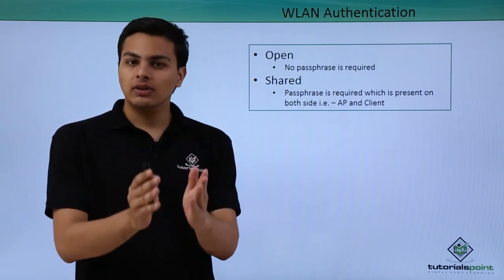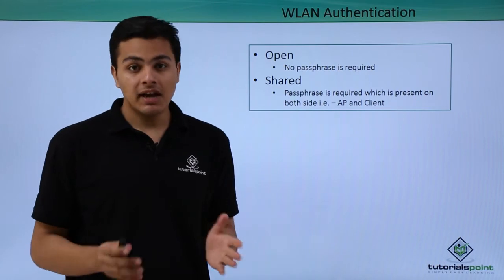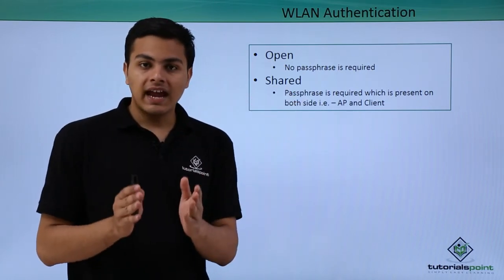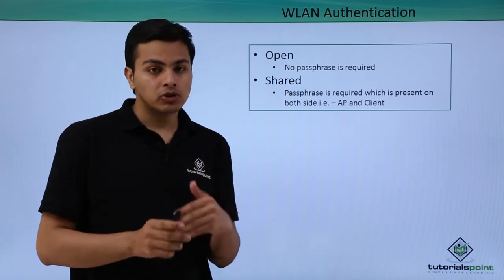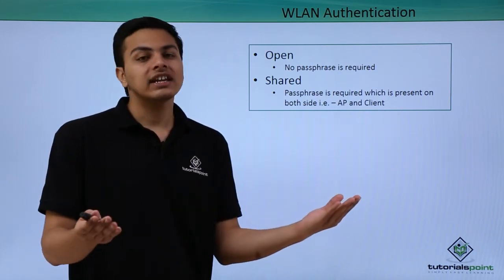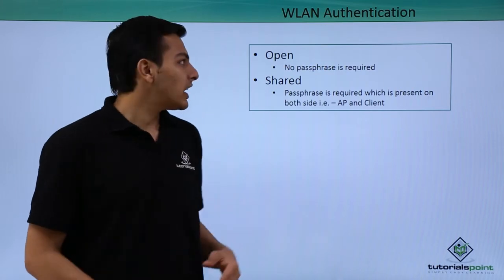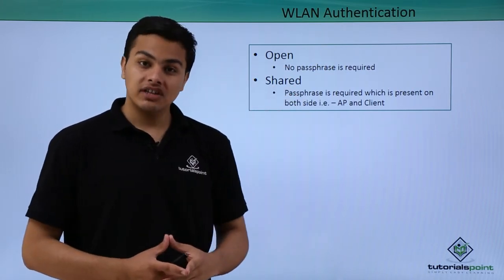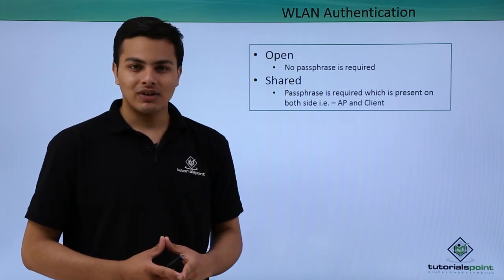We can simply connect to the access point without adding any passphrase, but in the case of shared authentication, a passphrase is required, and that passphrase should be present both on the client side as well as on the access point side. So these are the two authentication types supported by WLAN. Now let's talk about what kind of encryption is supported by wireless local area network.